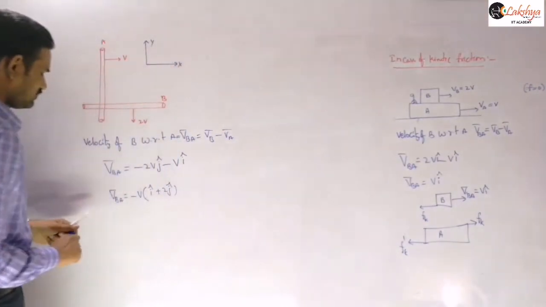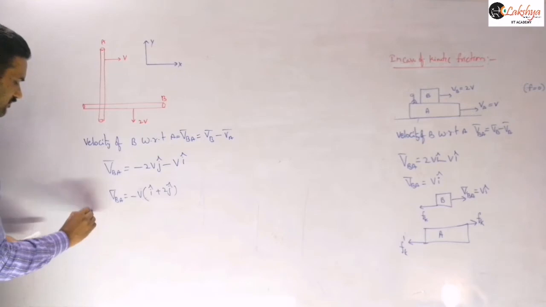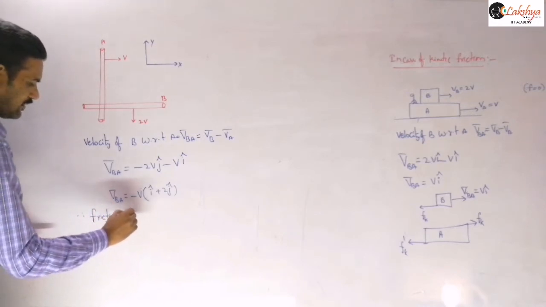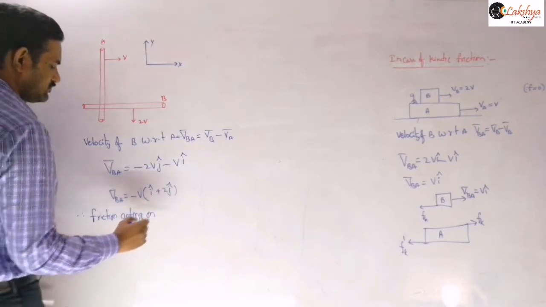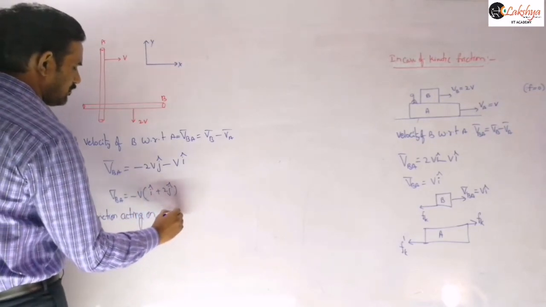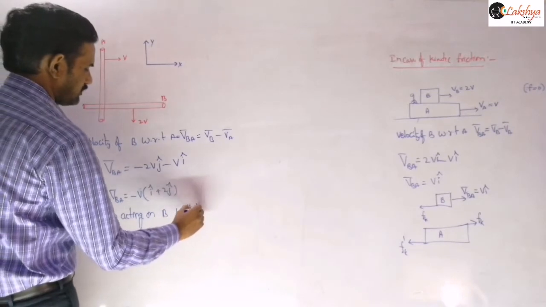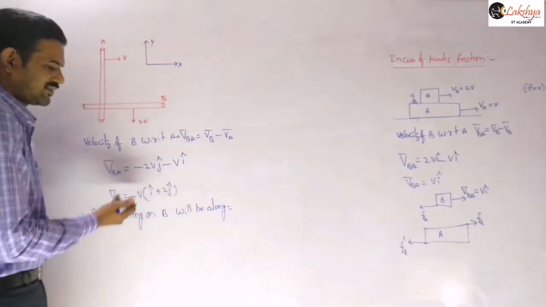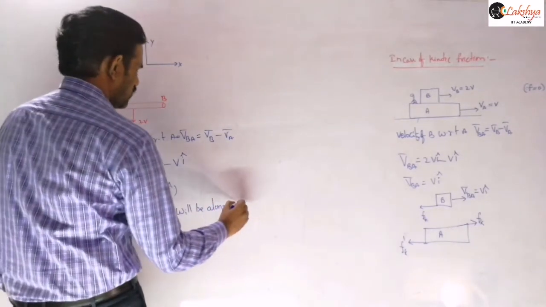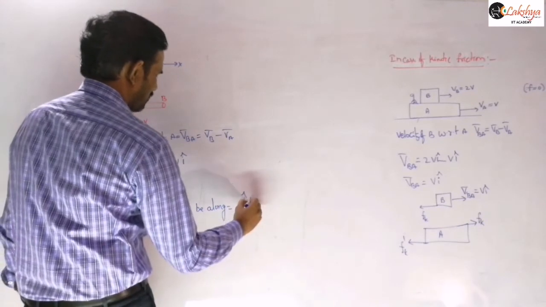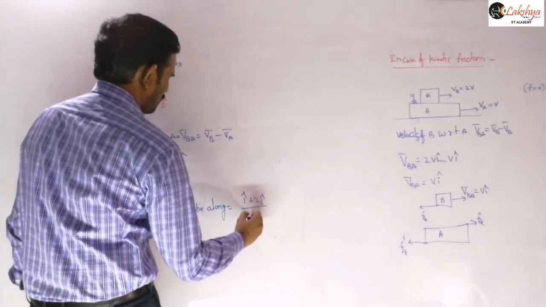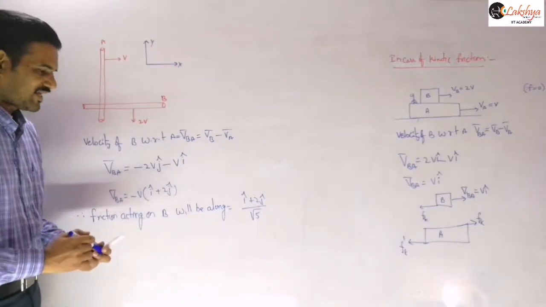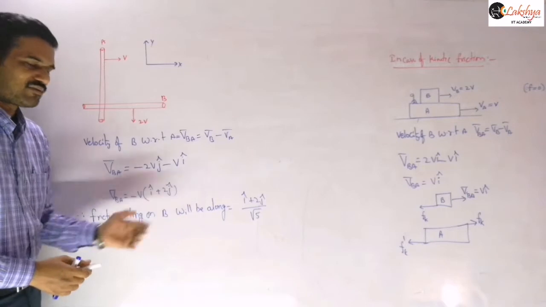Therefore, the friction acting on B will be along, I am just finding the unit vector of this. So the unit vector means you can write this as (i cap plus 2j cap) by the magnitude of that vector, root 5, that means root of 1 plus 2 squared. So this is the direction of the frictional force acting on B.